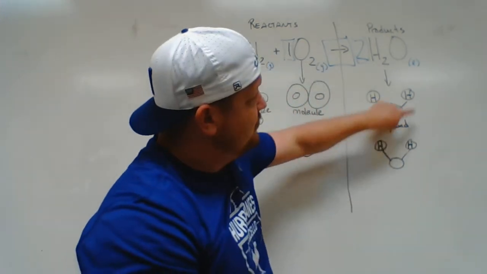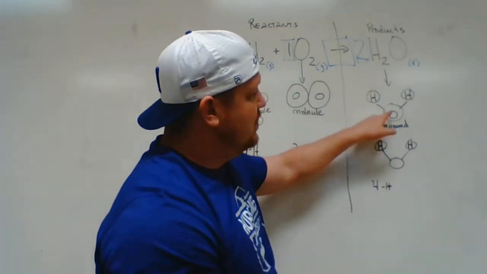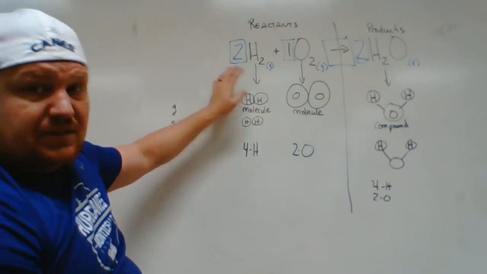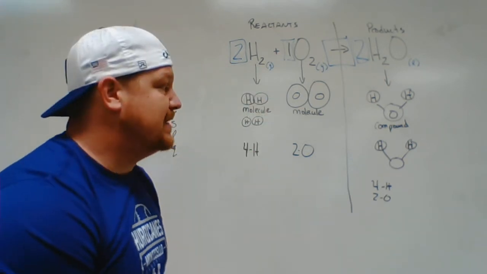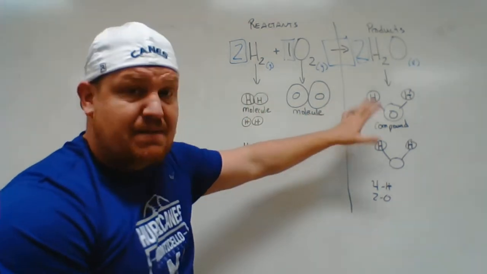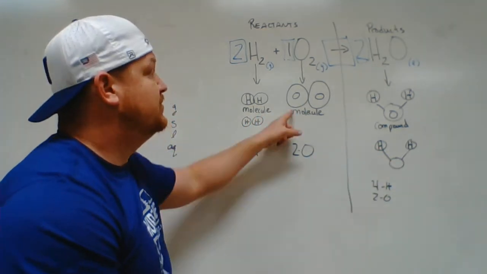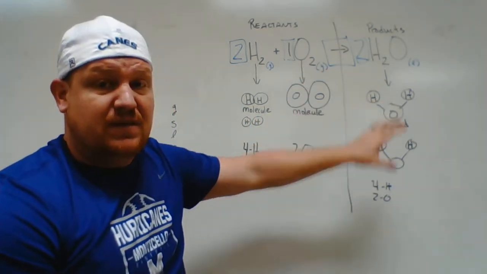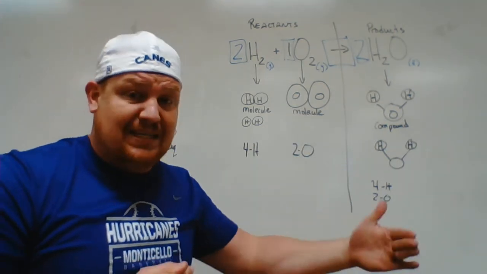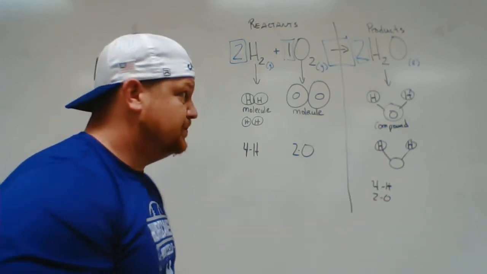So I have 1, 2, 3, 4 total hydrogens, 1, 2 total oxygens. So by using these coefficients, this has balanced the equation. This has made the law of conservation of mass true. Right? If I got 4 hydrogens on this side, they can be rearranged differently. Right? They don't look the same, but I still have 4 over there. I have 2 oxygens here. I still have 2 oxygens over there. That's what law of conservation of mass is all about. We want them to be equal on both sides, before and after. If they're not equal, conservation of mass does not hold true.